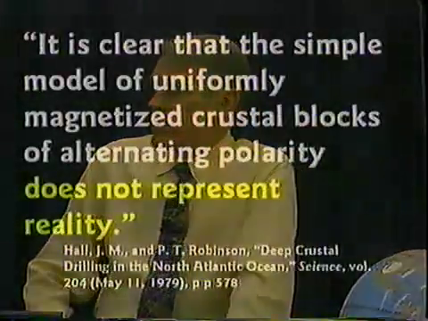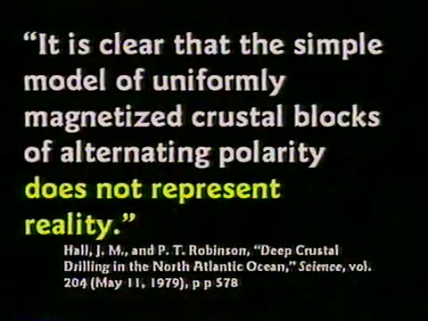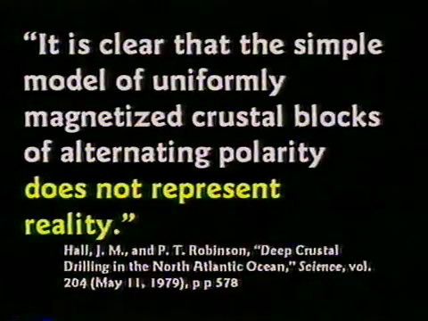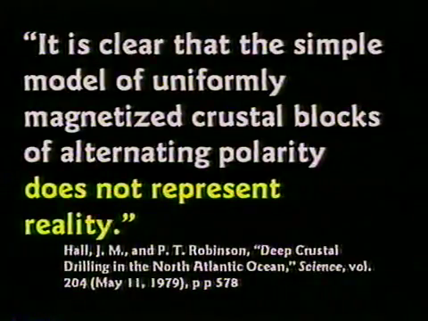This fellow said in Science magazine, volume 204, it is clear that the simple model of uniformly magnetized crustal blocks of alternating polarity does not represent reality. A very complex way of saying, folks, it ain't true. Okay? What happened was the Earth's magnetic field had strong places and weak places.